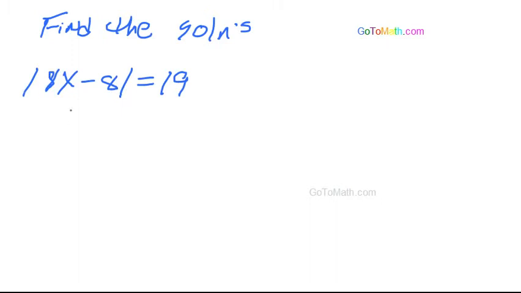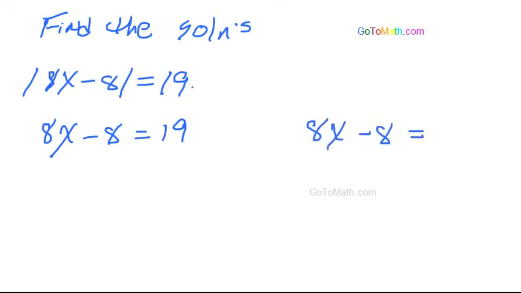Well, first thing we're going to do is just drop the absolute value bars and rewrite. Okay, so that's one equation, and of course we got the other one. We drop the absolute value bars, but then we multiply the right hand side over here by -1, so that becomes -19. Okay, got it? Good.